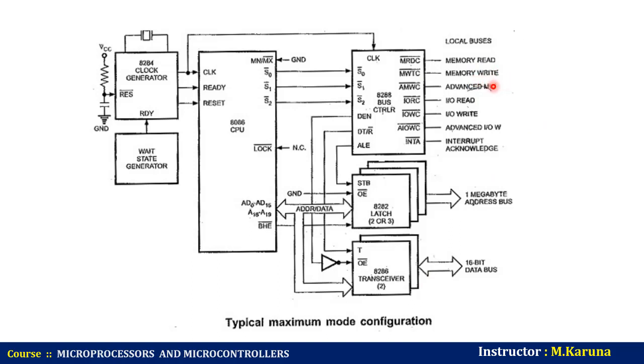read or write signals. These signals are used to accept or send data from or to the buses. For both of these write command signals, the advanced signals are available: advanced memory write, advanced IO write. They also have the same function, but these are activated one clock cycle earlier than the IO write command, memory write command signals. Let us see timing diagrams.